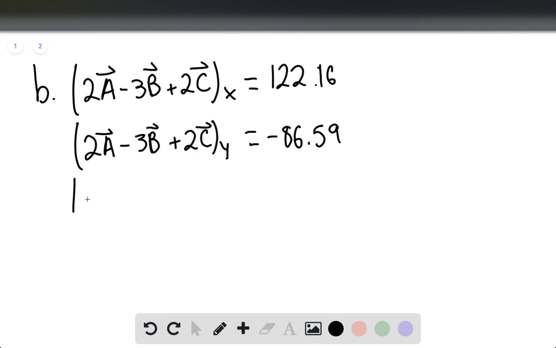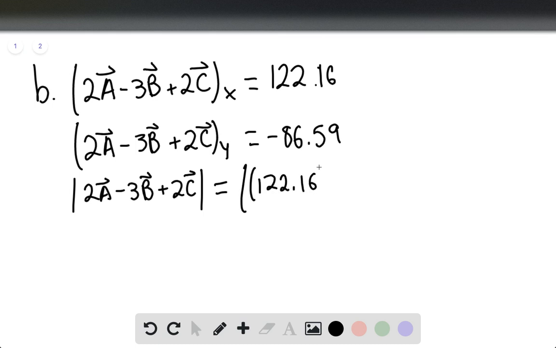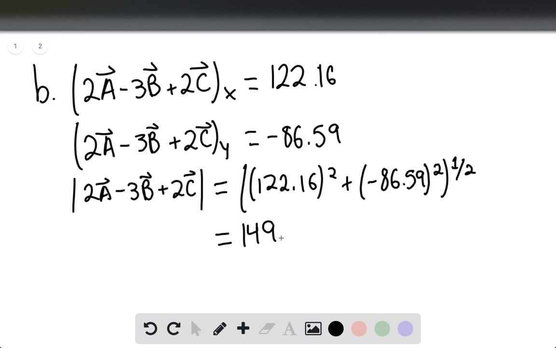To find the magnitude, this will be again 122.16 squared plus negative 86.59 squared to the 1/2 power. And this is giving us 149.7.